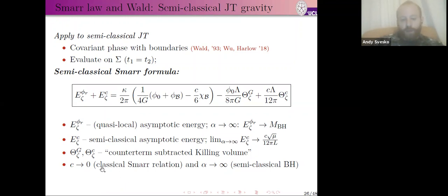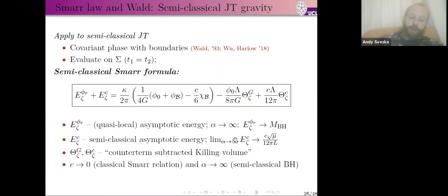In the C to 0 limit, you find that this just coincides with the classical Smarr relation for the eternal black hole. And in the alpha infinity limit, this just corresponds to the Smarr relation for the semi-classical black hole.